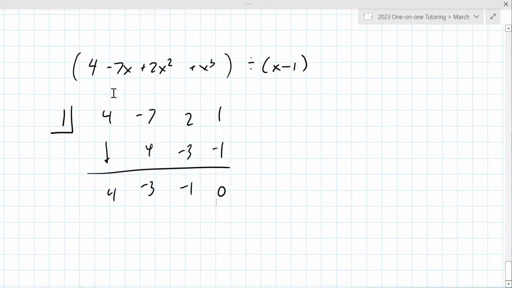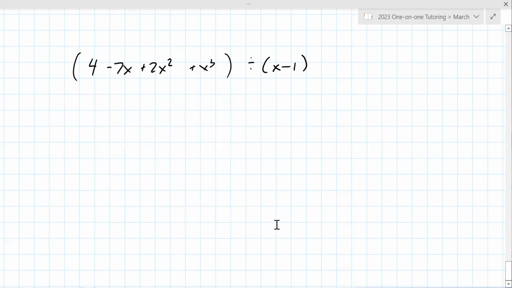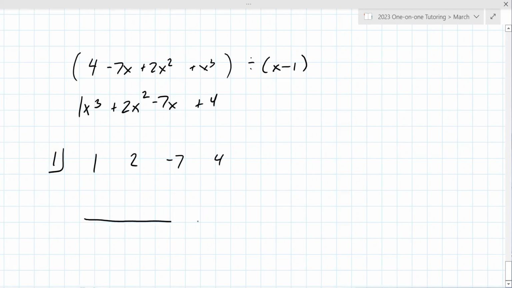Like the fact that this one worked, I'm kind of shocked. I didn't think that it would just work out. There might be something to that, but you don't want to do that. You want to rewrite x cubed plus 2x squared minus 7x plus 4. Sometimes it's good to write the coefficients: 1, 2, minus 7, and 4. Why don't you work this one out, see if it does work out nicely. I don't know if it does or not.